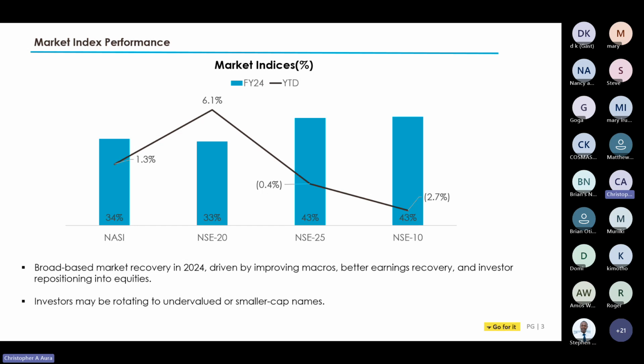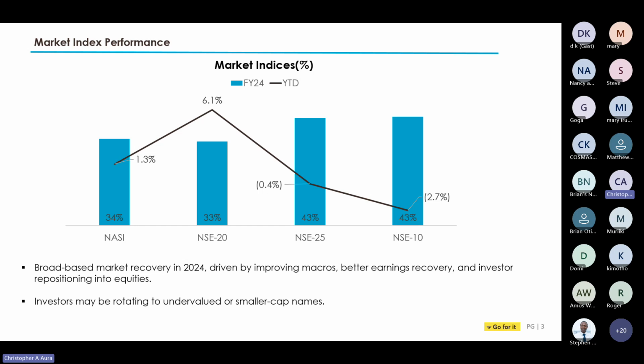So this was because there were improving macros towards the end of the year, and also dividend expectations from the banking sector. So from around November to December, there was a rally in the banking stocks. And so this might be one of the reasons that led to the entire market performing better. But year to date, we have seen some of the gains being lost.